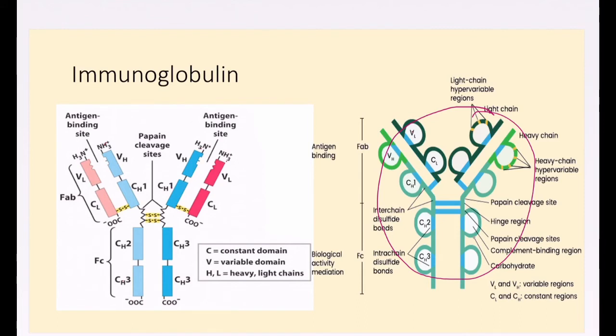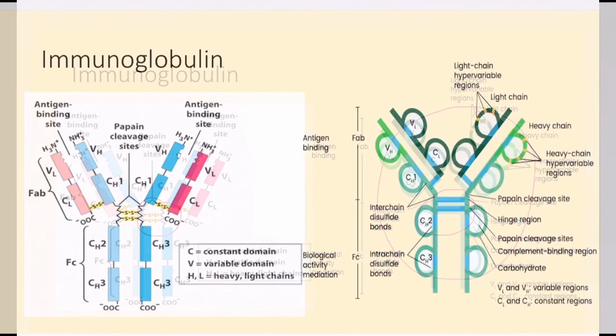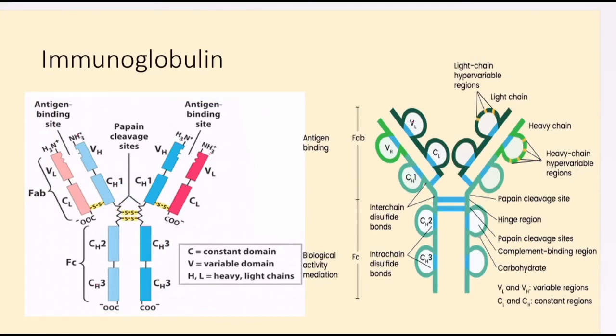The region which is a very flexible area is called the hinge region, located between the first and second constant region domains and held together by disulfide linkages, which in turn is sensitive to enzymatic activity to produce two different kinds of fragments, Fab and Fc. The carbohydrate molecule is attached at the CH2 domain of the immunoglobulin, which makes it a glycoprotein.